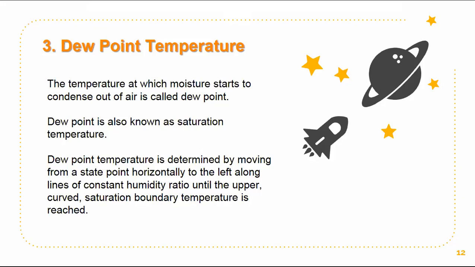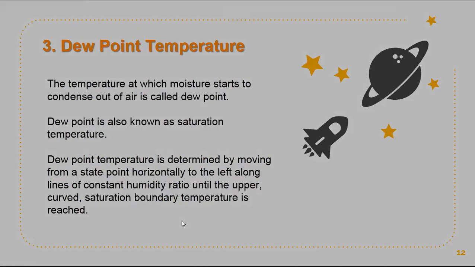Whatever your state point is, for example, in the problem that I gave, you're given the two temperatures, the wet bulb and the dry bulb. So there's an intersection, and what you do is move to the left. It says here, from a state point horizontally to the left along the lines of constant humidity ratio, wherein it's a constant humidity process, until the upper curved saturation boundary temperature is reached. When that happens, what you read is the dew point temperature.